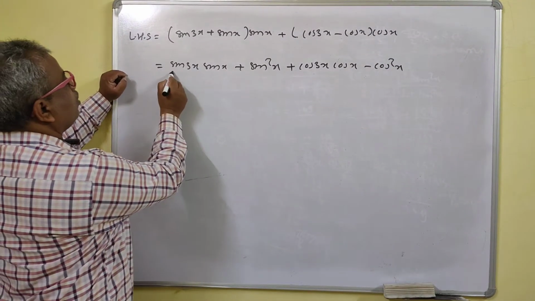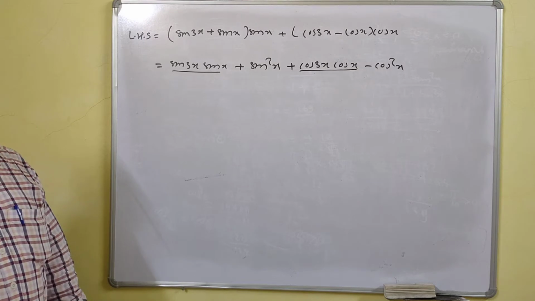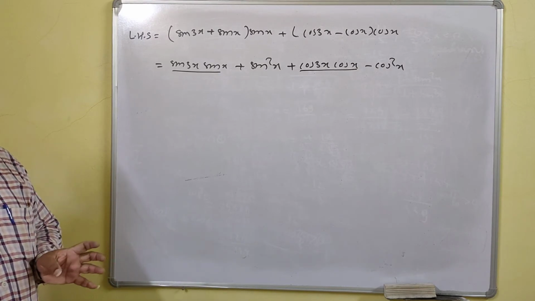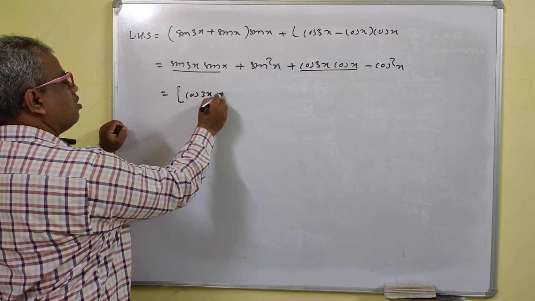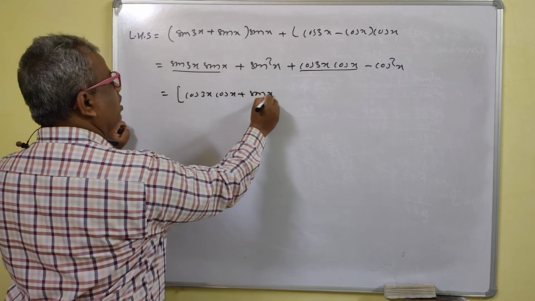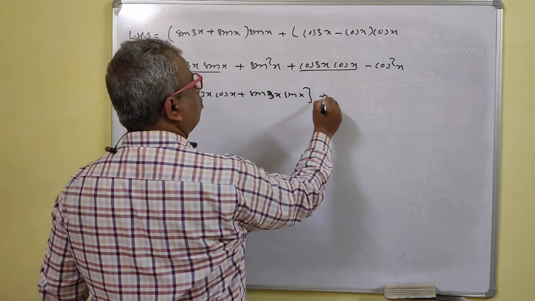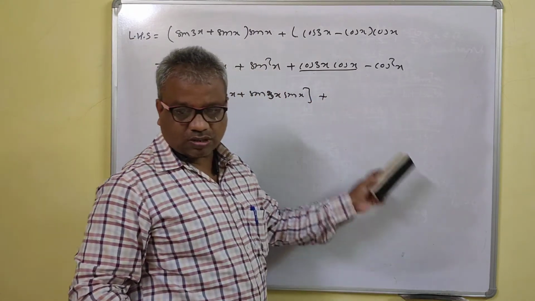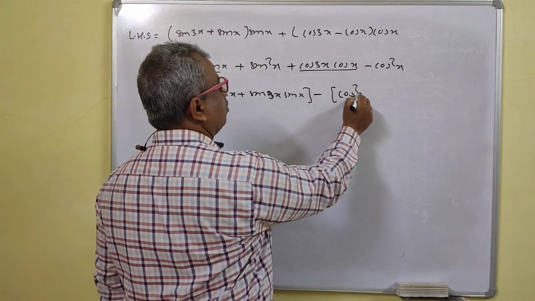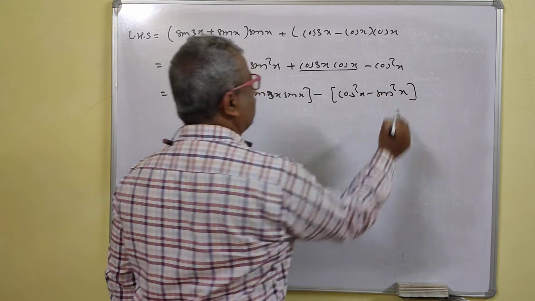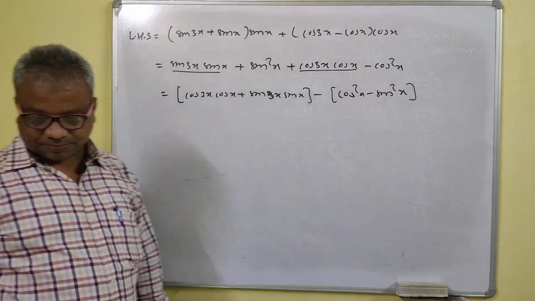Now see, this term and this term, the angle of sine and angle of cos are same, but both cos are together and both sin together. So I will write in bracket now: cos 3x cos x plus sin 3x sin x, and minus cos square x, I will take minus sign common there, and just write this as cos square x minus sin square x. So I will take minus sign common so that I get the direct formula.